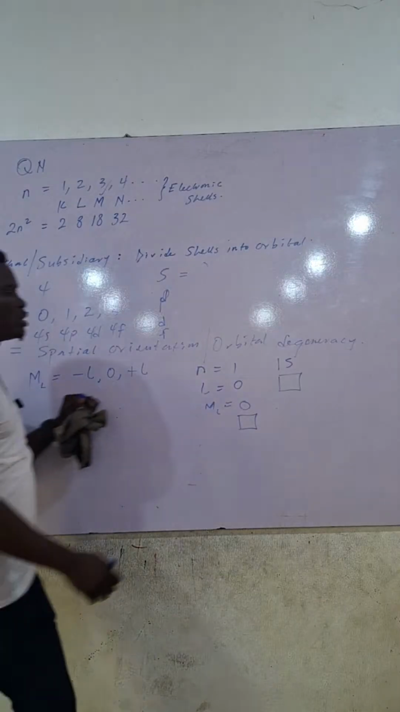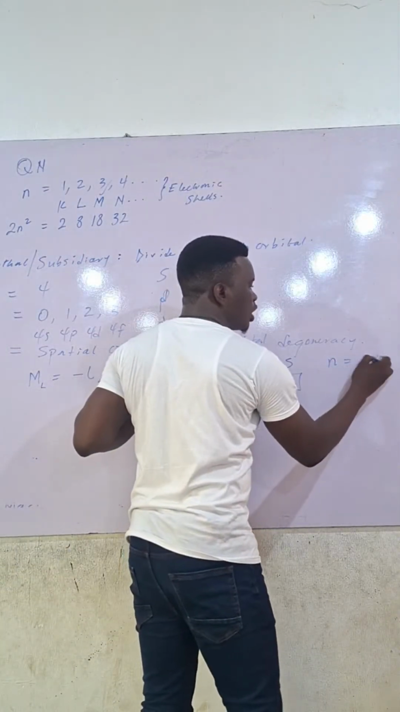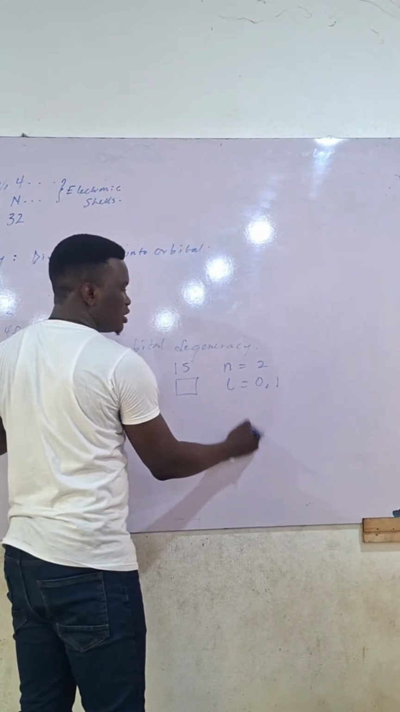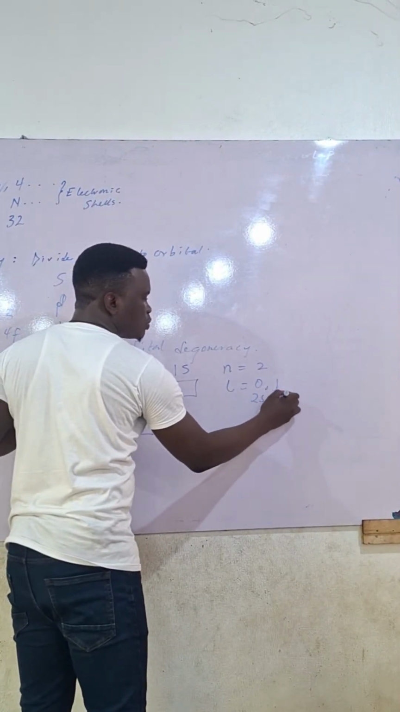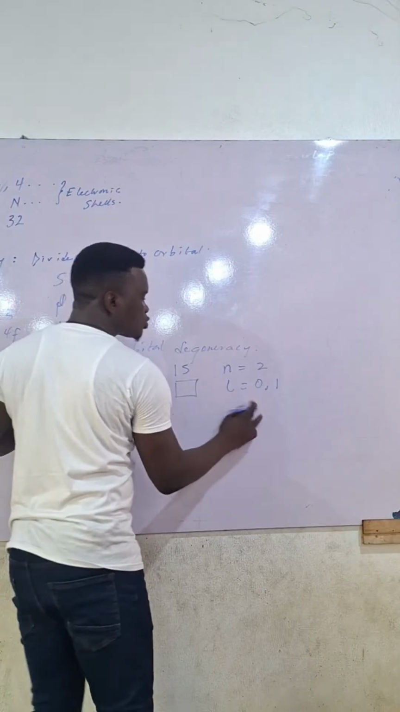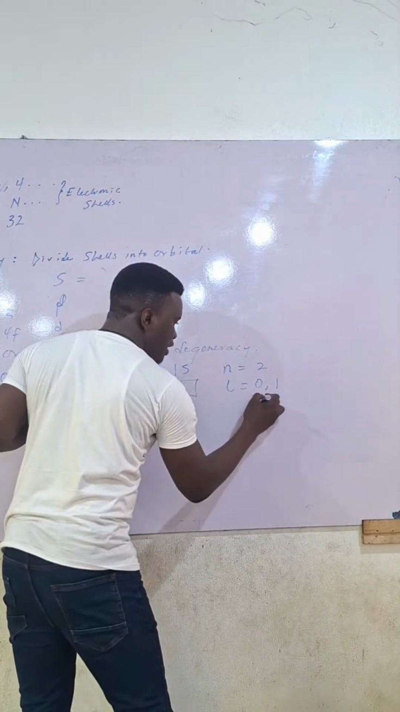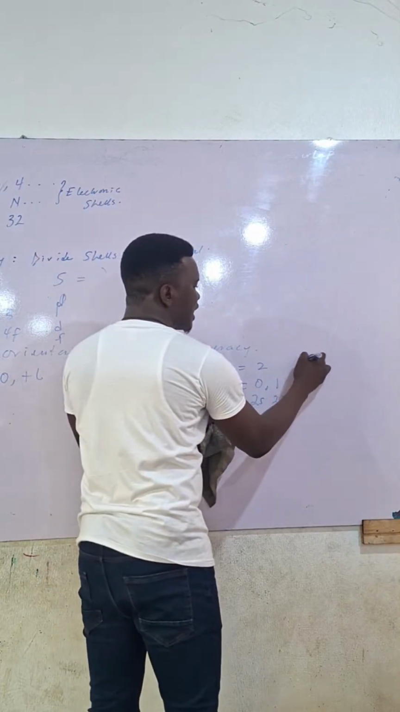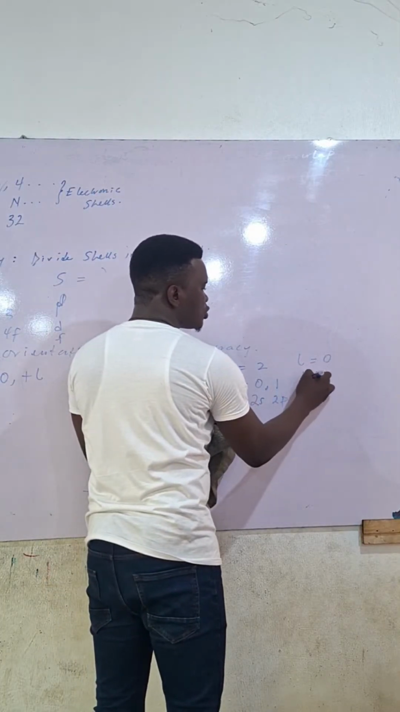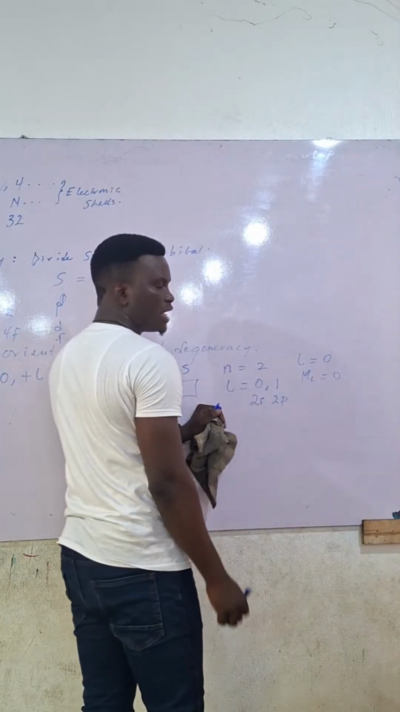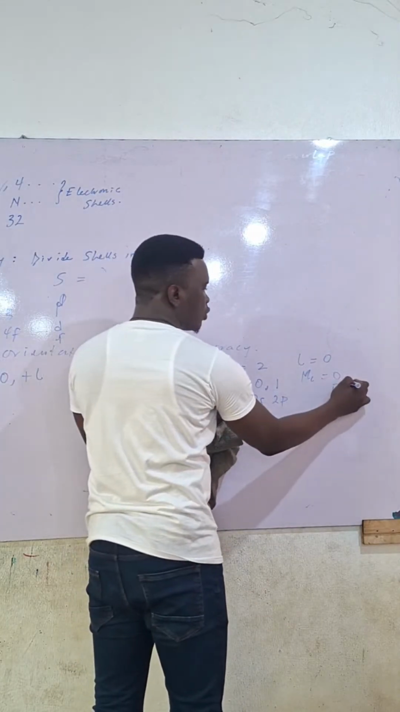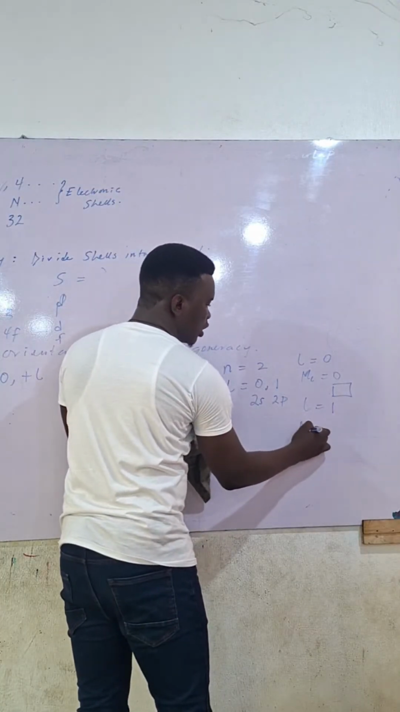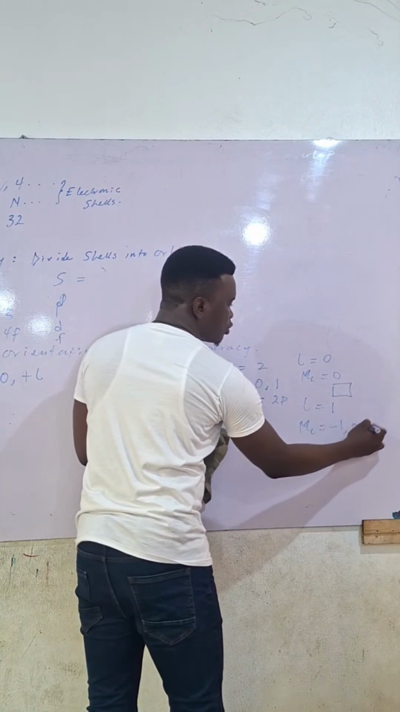Let's do the second one. When n is 2, what do we have? L is going to be 0 and 1. That means that's 2s and 2p. So when L is 0, ML is also going to be 0. That means for S, we only have one orbital. When L is 1, ML is going to be minus 1, 0, plus 1.